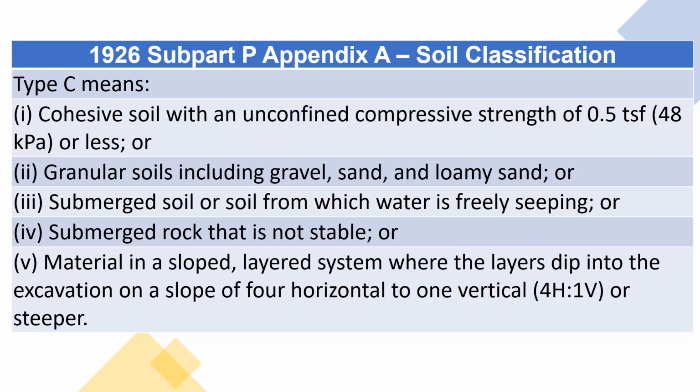Type C means: 1. Cohesive soil with an unconfined compressive strength of 0.5 tsf (48 kilopascals) or less, or 2. Granular soils including gravel, sand, and loamy sand, or 3. Submerged soil or soil from which water is freely seeping, or 4. Submerged rock that is not stable, or 5. Material in a sloped, layered system where the layers dip into the excavation on a slope of 4 horizontal to 1 vertical (4H:1V) or steeper.